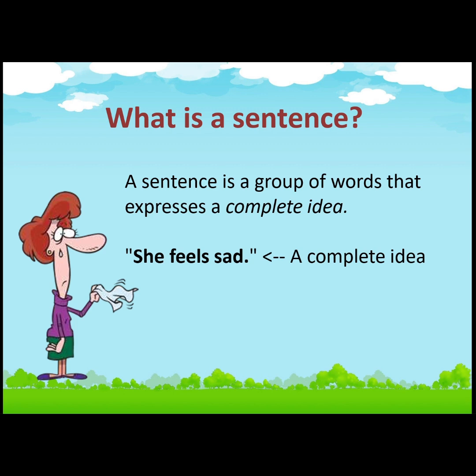Before we go to the different types of sentences, we should know what is a sentence after all. So, a sentence is a group of words that expresses a complete idea. How? Let's read. She feels sad. In this group of words, she and her feelings are being completely expressed. So these group of words can be termed a sentence. Moving on to few more examples.